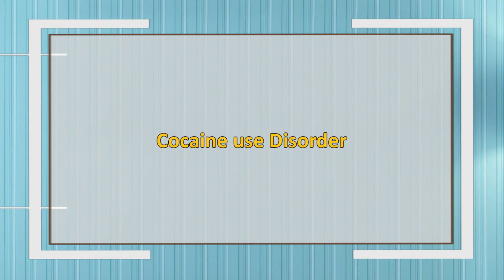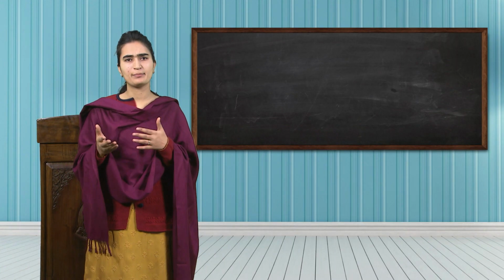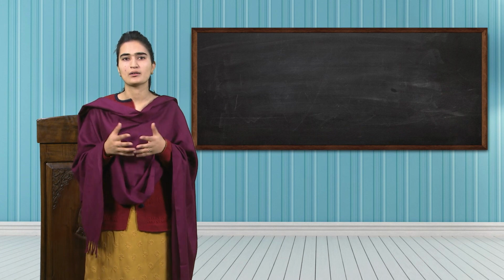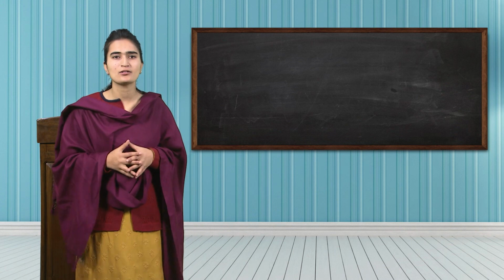Cocaine use disorder. Cocaine is an alkaloid derived from coca bush, Erythroxylum coca, found in Bolivia and Peru. It was isolated by Albert Niemann in 1860 and was used by Carl Koller, a friend of Freud, in 1884 as the first effective local anesthetic agent.